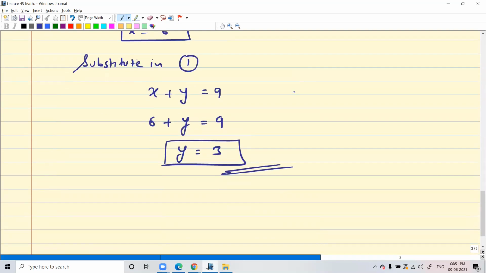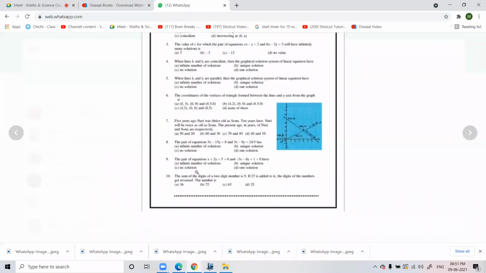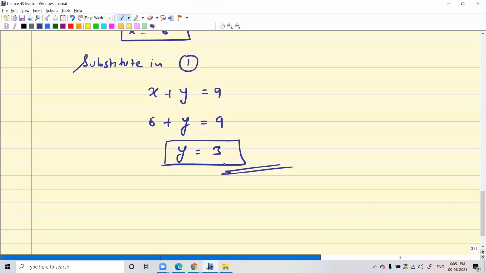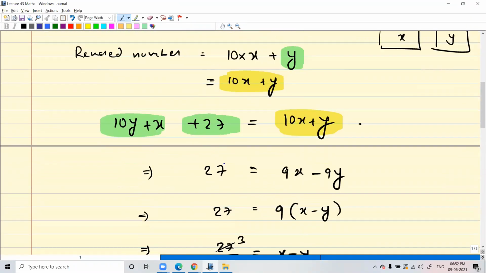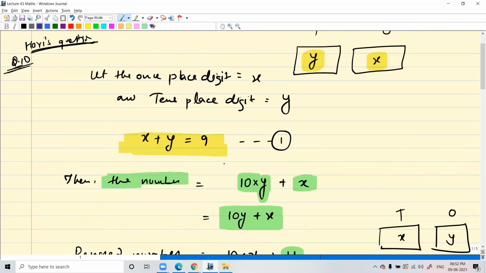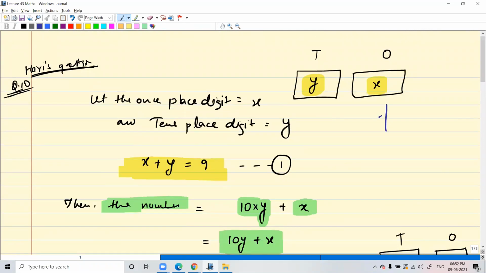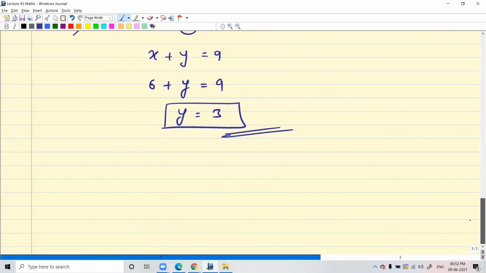So what is the number then? What are they asking us to find out? The number is... So what was the number? The original number. 36. Remember that when we had taken the original number, x was in the ones place, y is in the tens place. So don't mix up with that. Be very careful. So y is in the tens place, so the number will be 36.